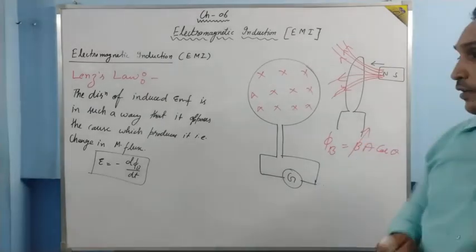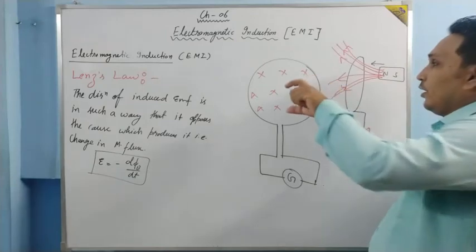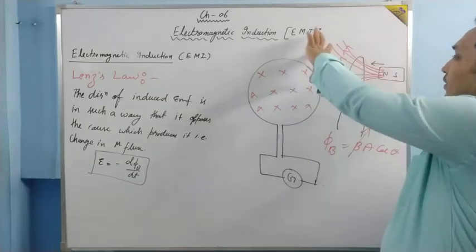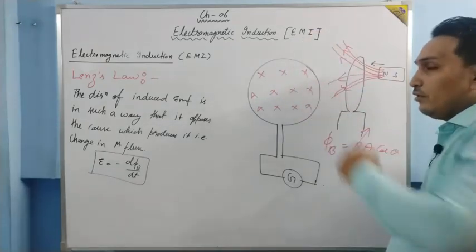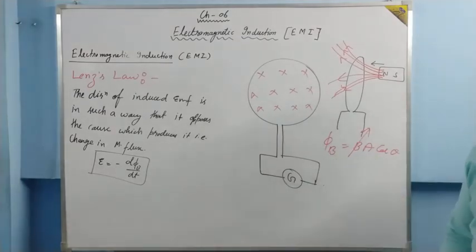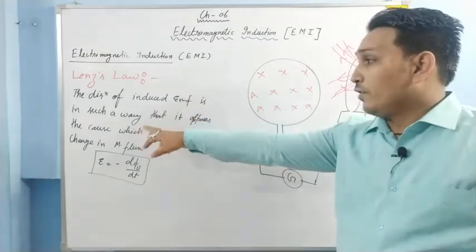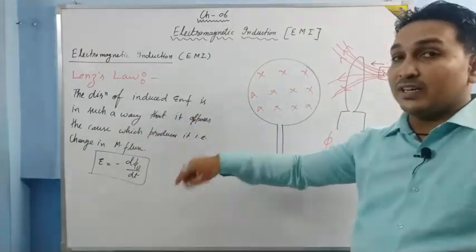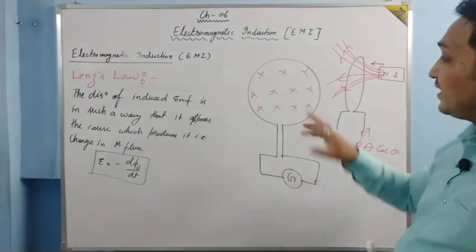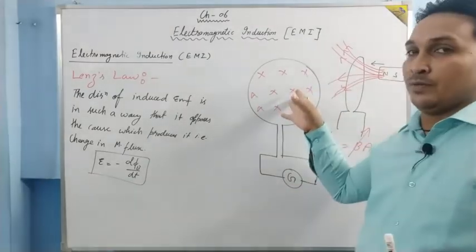Once again, the whole thing. When the magnet is brought nearby the loop, the magnetic field which is threading through the loop will be increased. And when the magnetic field increases, phi B increases. The direction of induced EMF or induced current is in such a way that it opposes the cause which produces it. What is the cause? The cause is the change in magnetic flux which is going inside the loop.